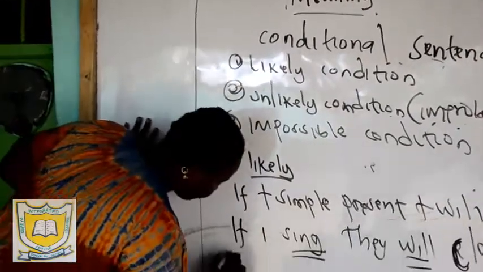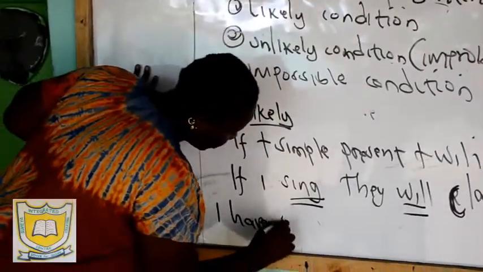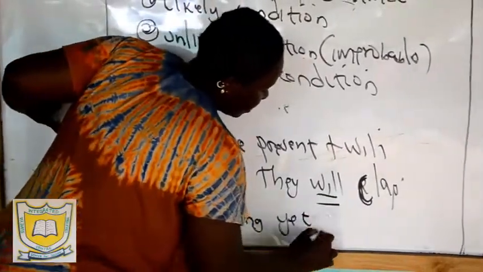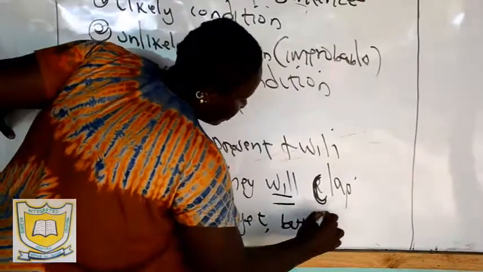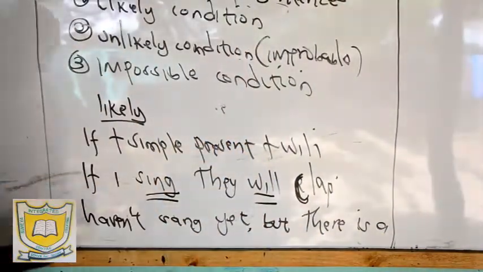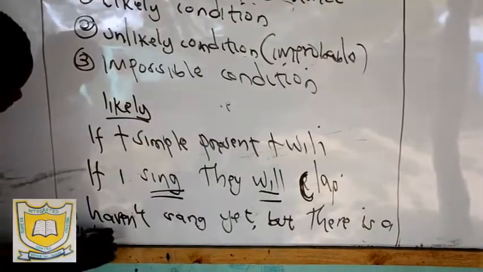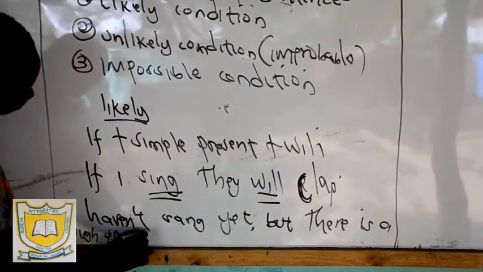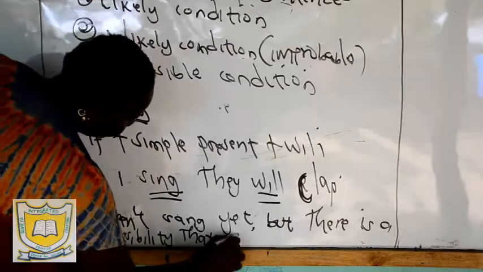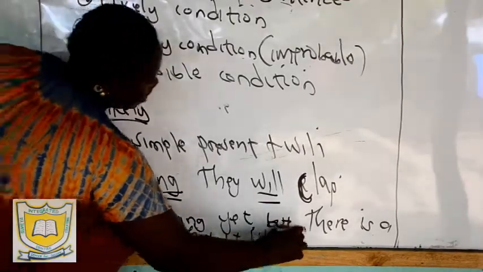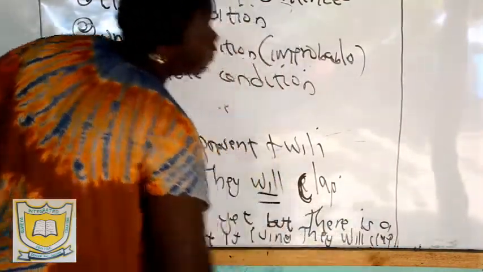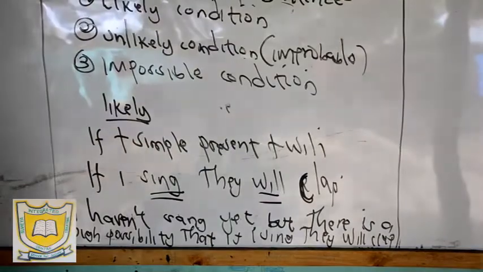So you can say, I haven't sung yet, but there is a high possibility that if I sing, they will clap. If I sing, they will clap. If you sing, they'll clap. It is called the likely condition.